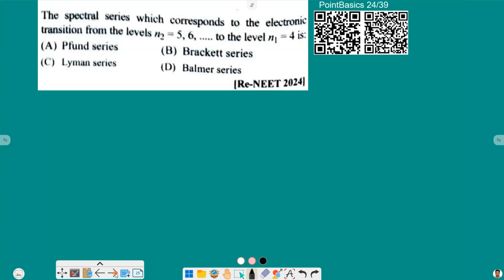The spectral series which corresponds to the electronic transition between the level 5-6 to the level 4 is. So this is basically regarding the hydrogen atom. And we know that for the hydrogen atom, we have different series. Let's start with Lyman. Then we have Balmer. Then we have Paschen. Then Brackett. And then we have Pfund.